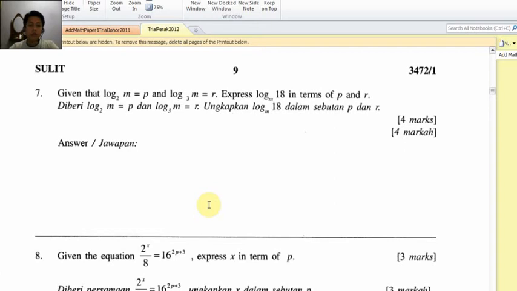Question number 7. Given that log to the base of 2m equal to p and log to the base of 3m equal to r, express log base m 18 in terms of p and r.